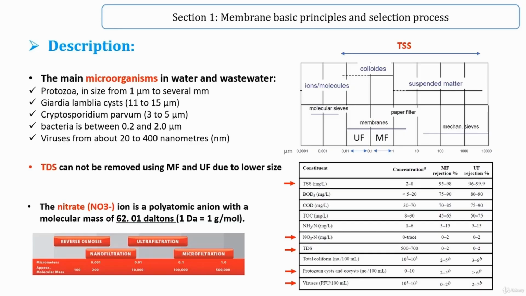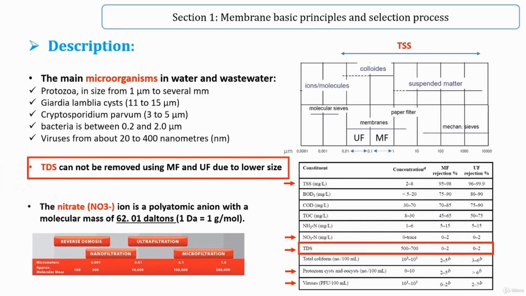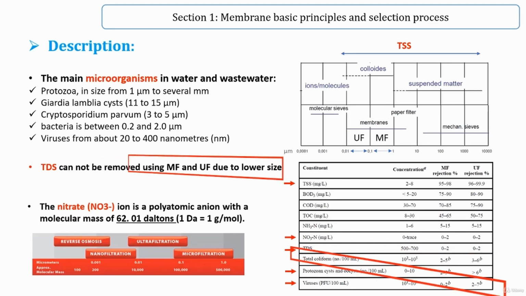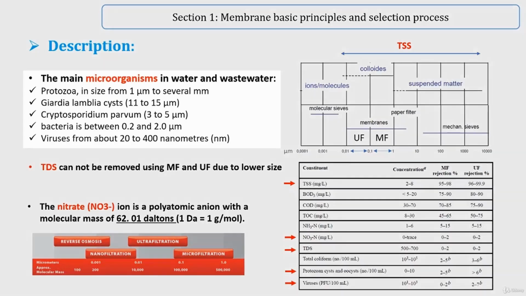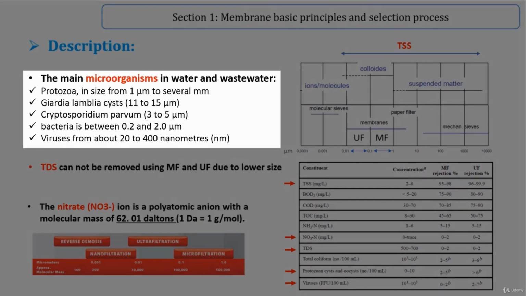TDS. TDS, or total dissolved solids, includes cationic and anionic ions such as sodium, chloride, potassium, calcium, and so on. Depending on the charge capacity, TDS can be removed using nanofiltration and reverse osmosis, and as you can see in the table, the removal efficiency of TDS for microfiltration and ultrafiltration is almost zero. Microorganisms. Here the main microorganisms in water and wastewater are presented according to diameter size.